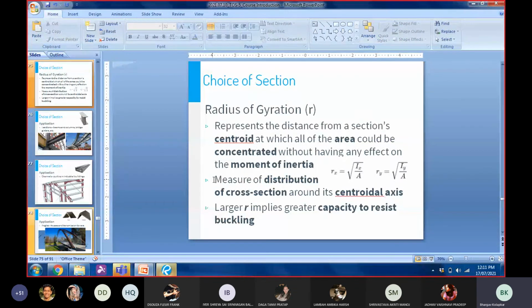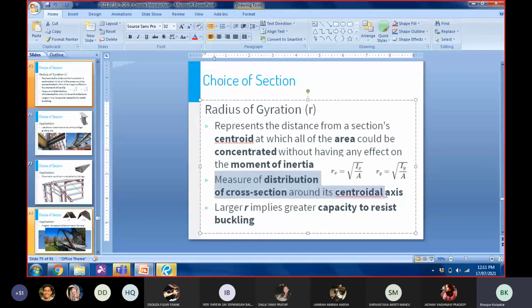Okay. Now this is the measure of distribution of cross-section around its centroidal axis. So higher the value of r, better is the distribution of the cross-section about the centroidal axis. The question is, why is it important to us? So radius of gyration is a measure of capacity of the section to resist buckling.